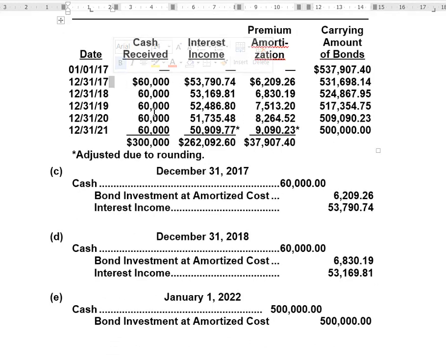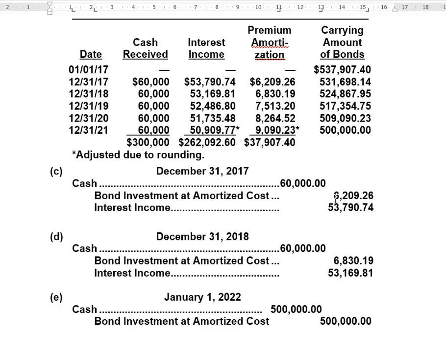So at each interest receipt date, we're going to make an entry to debit the amount of interest we received, which is $60,000. Notice now we're crediting or reducing the bond investment because it's going down, because it's a premium bond. We got proceeds at the issue date in excess of the face value, so we're going to reduce the bond investment to its $500,000 face value. So by the time we get to the end of the 5th year, okay, the bond is discharged.